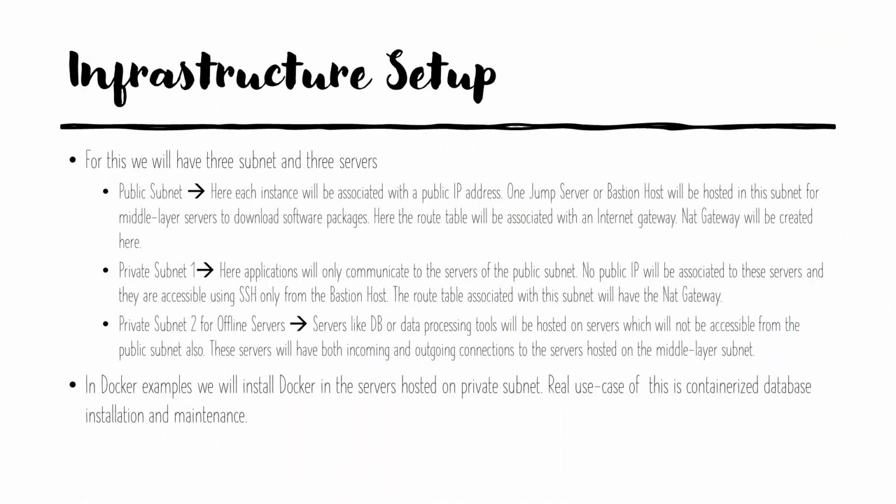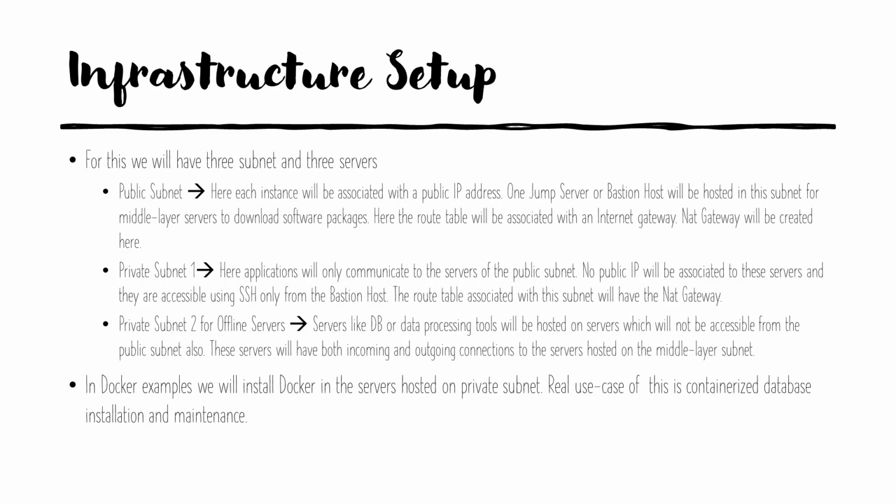For this demo, we have 3 subnets, each hosting one server. The first subnet is the public subnet. Instances launched in this subnet will be associated with a public IP address. For our demo, we will be creating one server that will be acting as a jump server or the bastion host for the servers hosted on private subnet 1. We will also be creating the NAT gateway in this subnet.